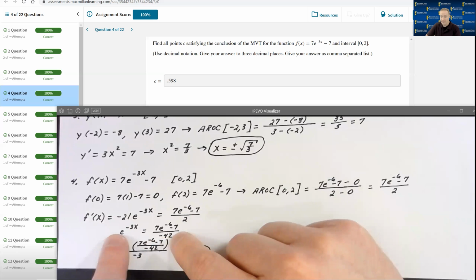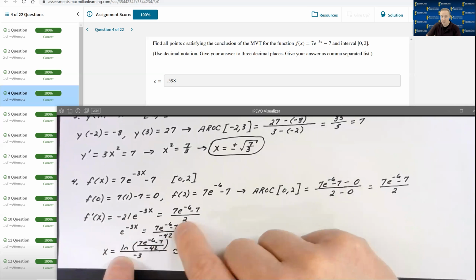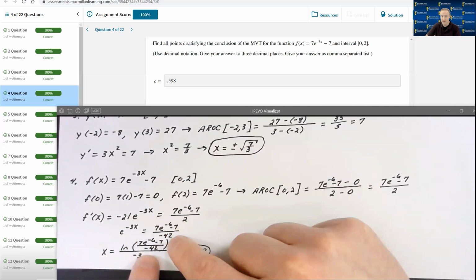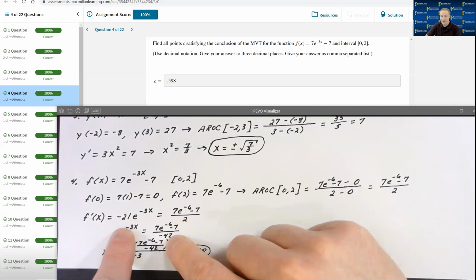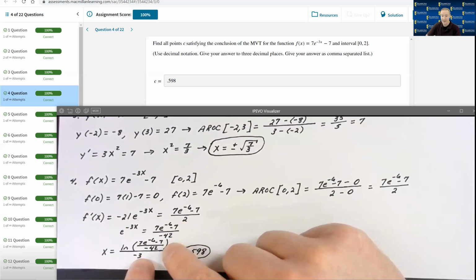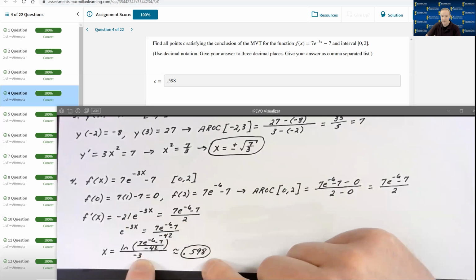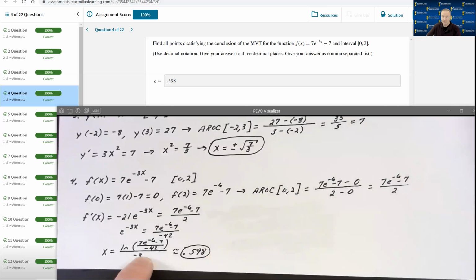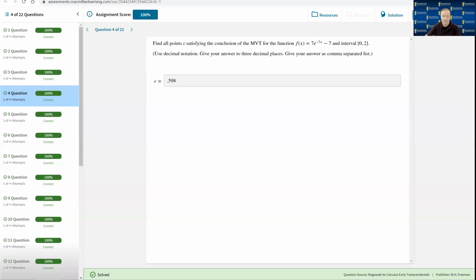Now, the way you get rid of the exponential base e is to take the natural log of both sides. So that's why you'll see the natural log of this fraction I had on the right-hand side. And then finally, to get x all by itself, I would divide by negative 3. And when I did that, I had my decimal answer here. Of course, I just entered that in on the calculator and got my 0.598, and Achieve thought that answer was great.